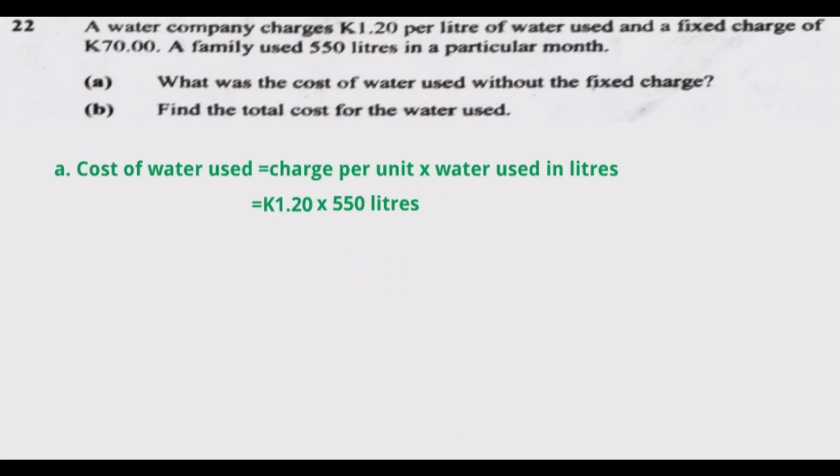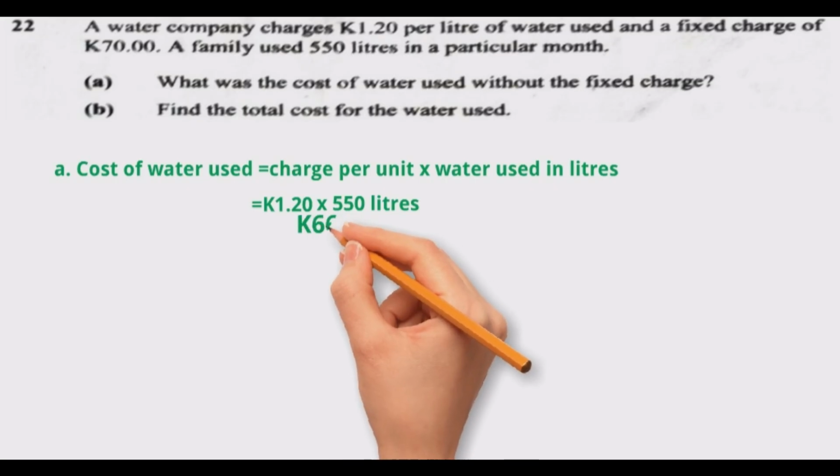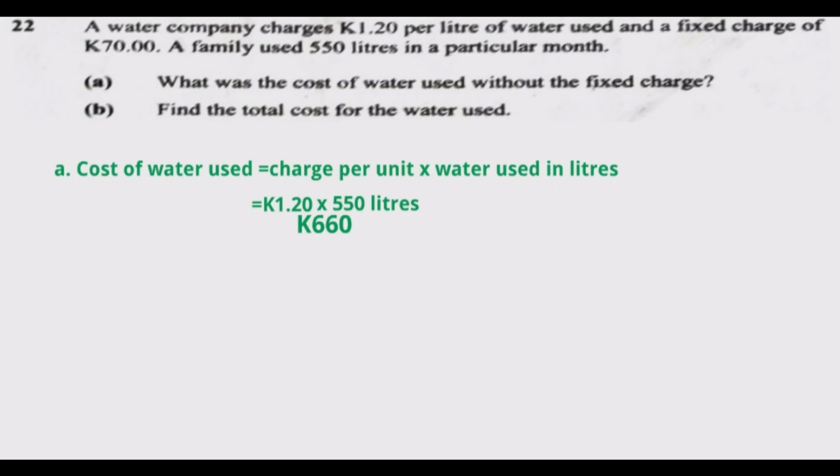When we multiply that, it's going to give us 660 kwacha. This is the cost of water used. So the water they used cost them 660 kwacha. Okay, now we come to question 22b, which is find the total cost for the water used.